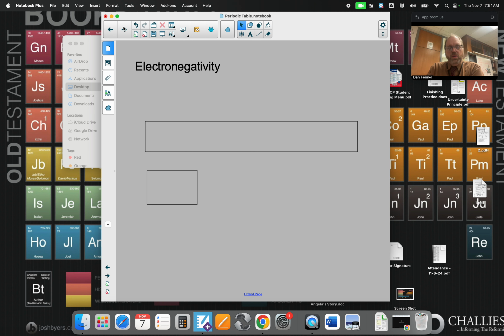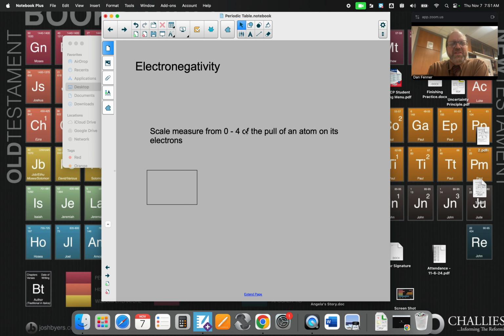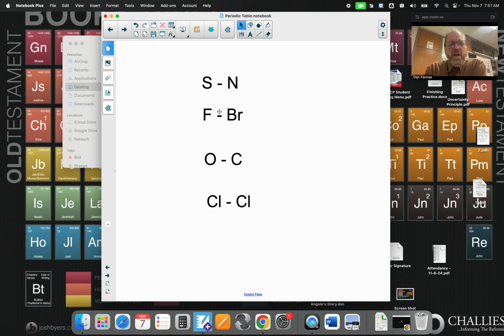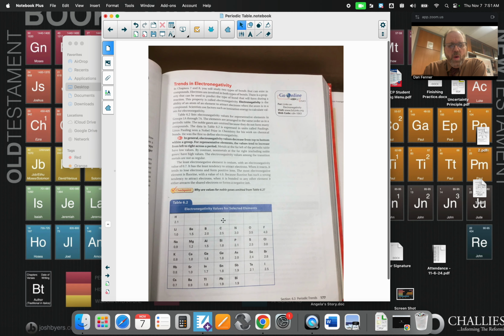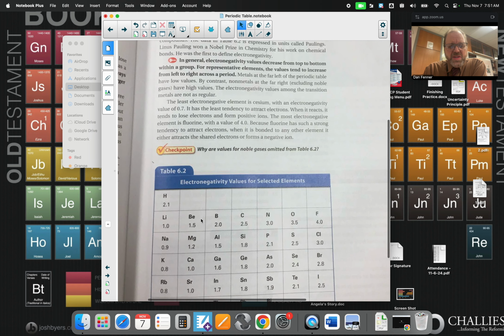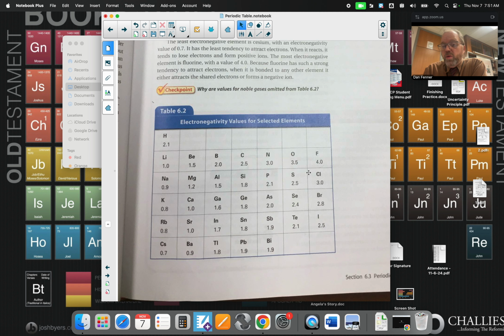All right. So last thing we'll talk about here is electronegativity. It's a scale measure from 0 to 4, the pull of an atom on its electrons. Now, there's a chart in my book that I look at in order to identify it. We have 4 different bonds. Which one is pulling on an atom stronger? So we come over here. We look at the chart right here, and we see these numbers. And you'll notice fluorine is the only 4.0. It is pulling with so much force.